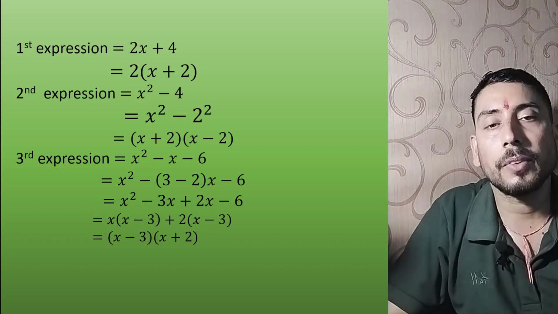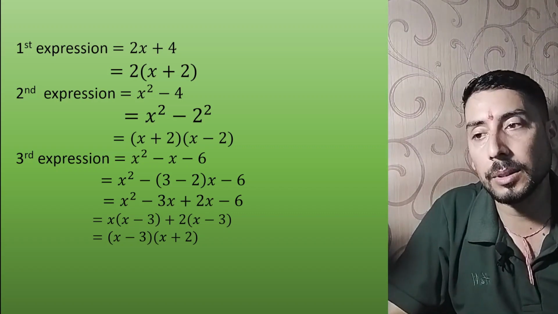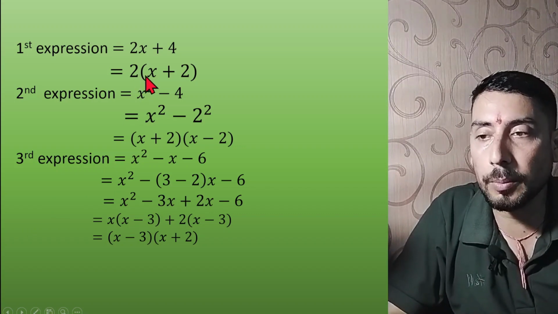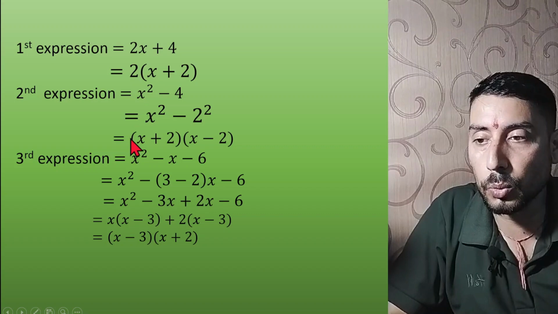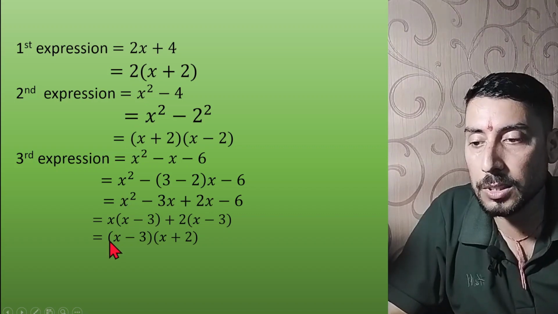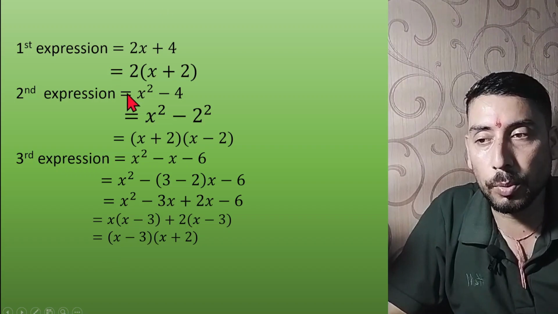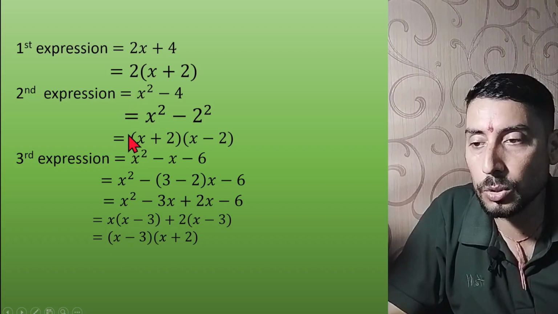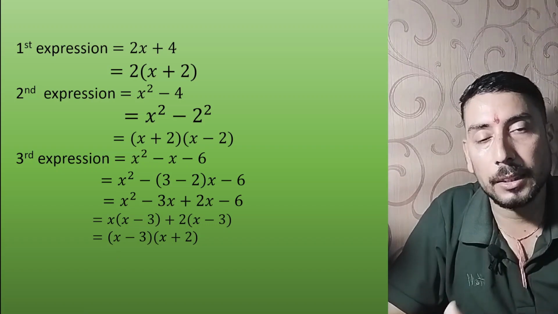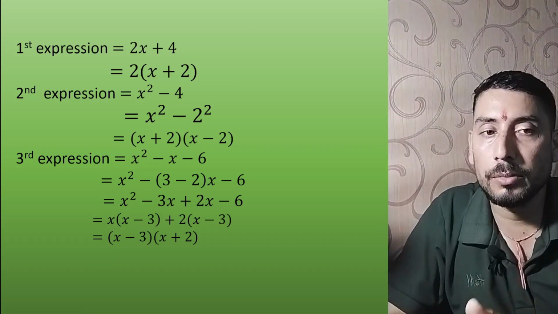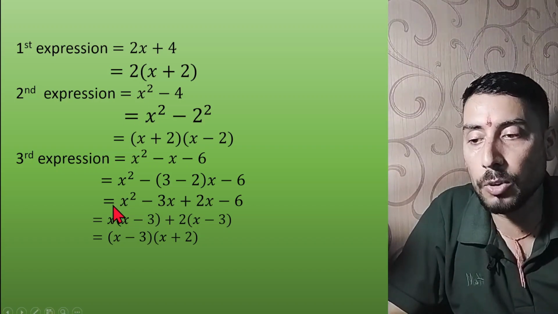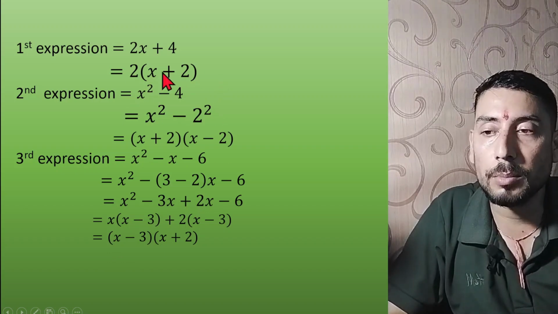Now it's time to find the HCF, highest common factor. First of all, you will see the term outside the bracket. What is outside the bracket here? 2. What is outside the bracket here? Nothing. What is outside the bracket here? Nothing. So from the outside terms, there is nothing common. Sometimes here it contains 2, here it may also contain 2, outside of the bracket. Then we have to take 2 as a common factor. But right now there is no coefficient or any terms outside the bracket.